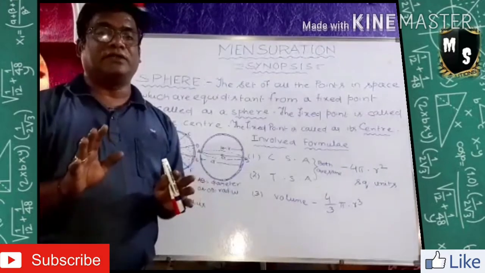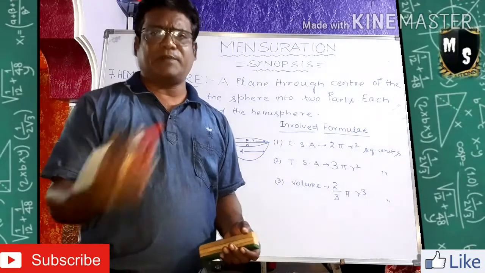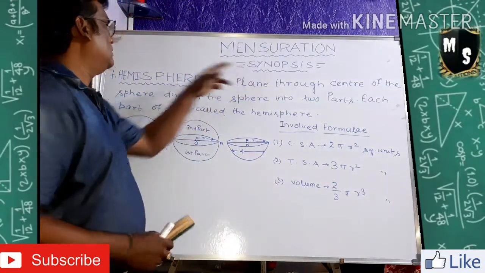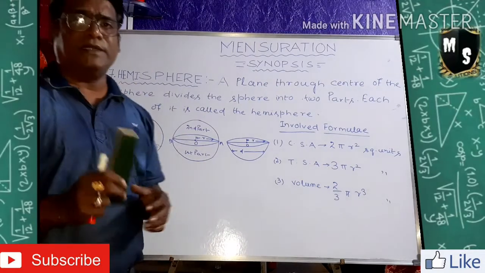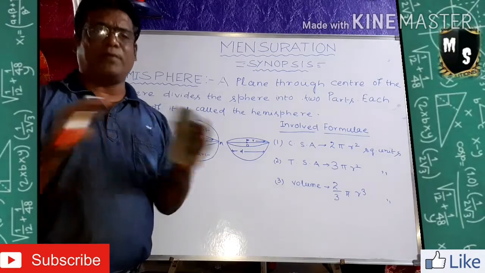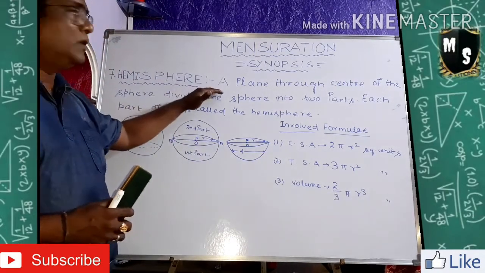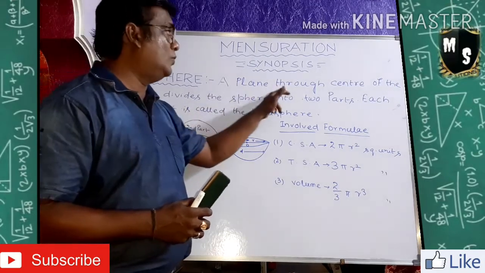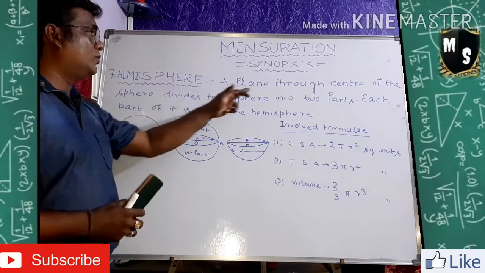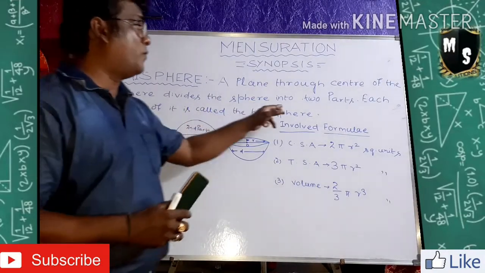Now I will say the hemisphere. Now come to the next part of the synopsis after the sphere. That is synopsis number 7, which is on the hemisphere. Hemisphere means half of the sphere. So let's go for the definition of hemisphere. A plane through the center of the sphere divides the sphere into two parts.